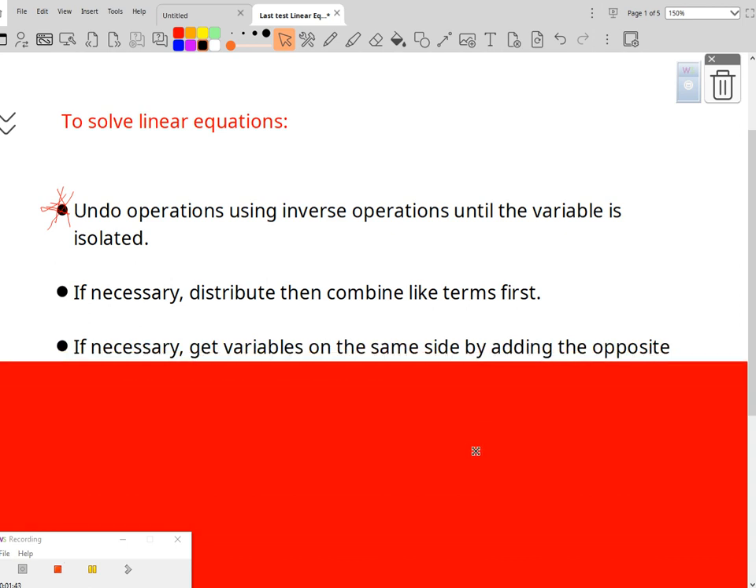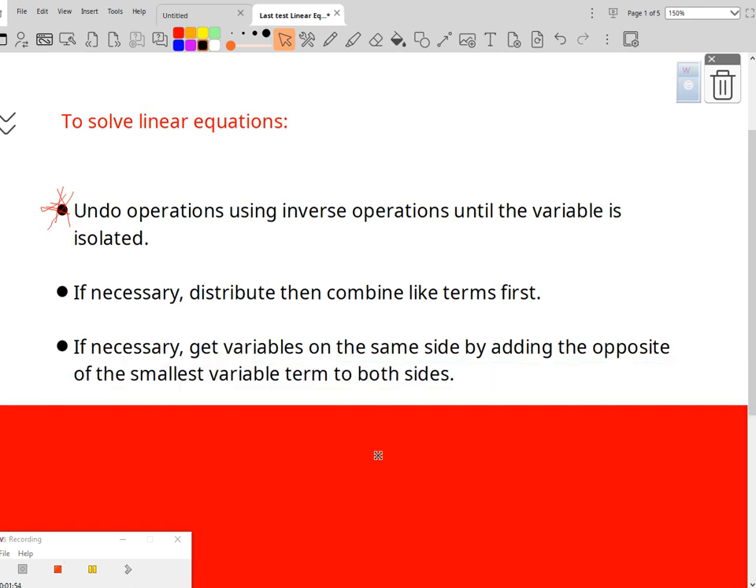The next thing we're going to do, if there are variables on both sides, so if necessary, we get the variables on the same side by adding the opposite of the smallest variable term to both sides. If there are 3x on one side and a 2x on the other side, we are going to add a negative 2x to both sides. That is a strategy for success.